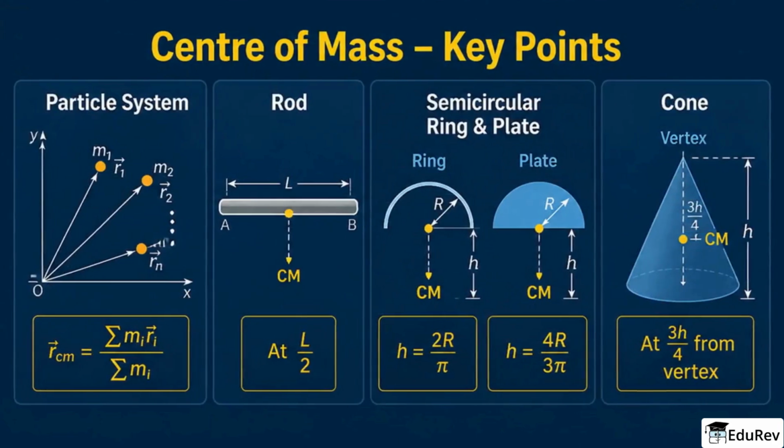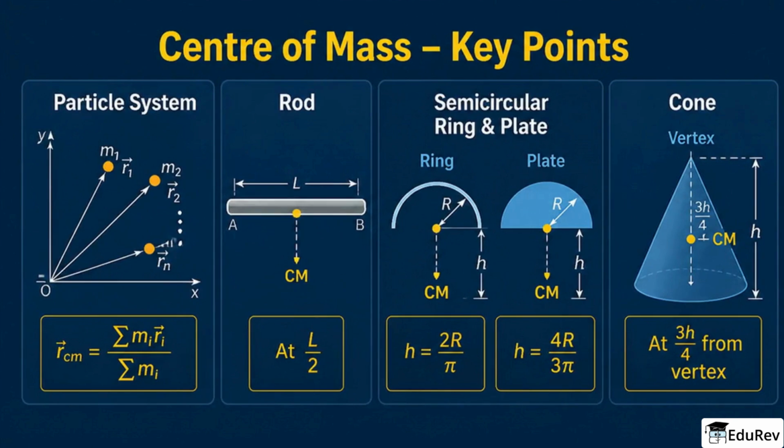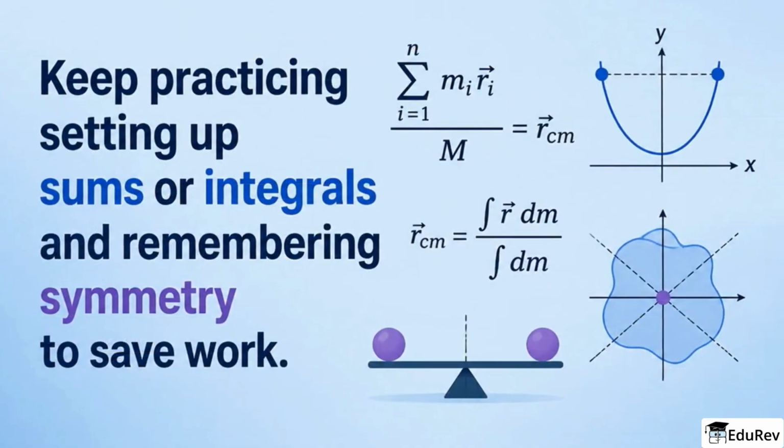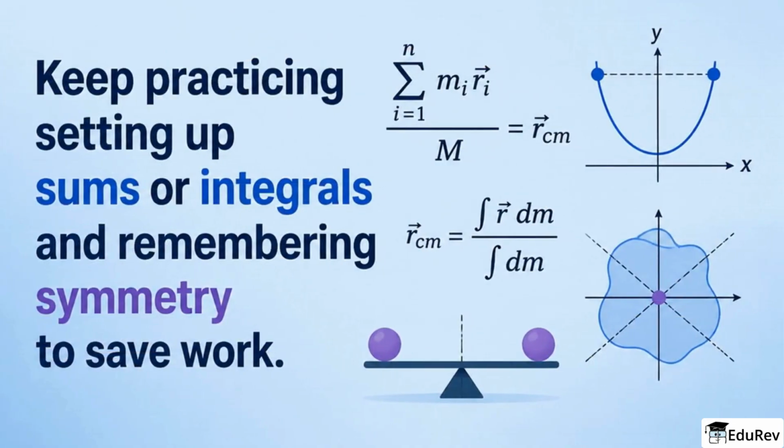Let us quickly remember the main points. For particles, RCM equals sum mr divided by total mass. For rods, center is at half length. For semicircular ring and plate, heights are 2r divided by pi and 4r divided by 3 pi respectively. And for a cone, it is 3h divided by 4 from the vertex. Keep practicing setting up sums or integrals and remembering symmetry to save work.